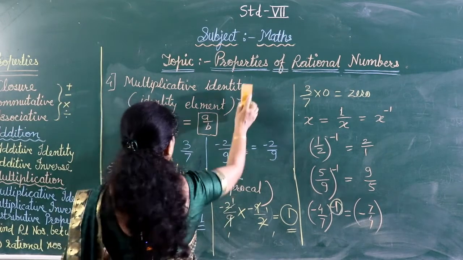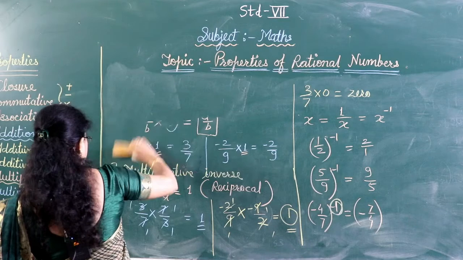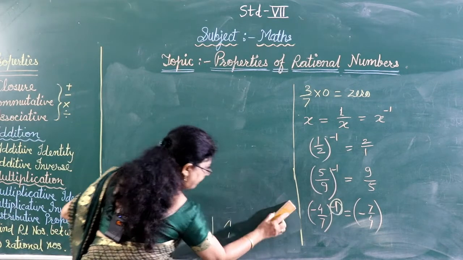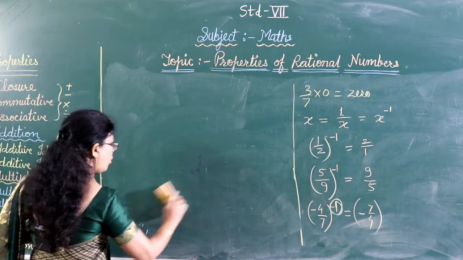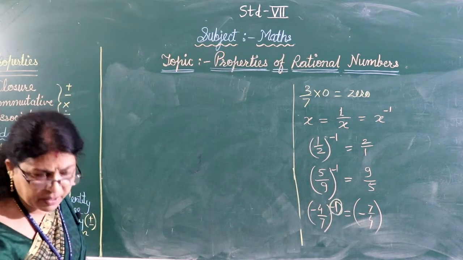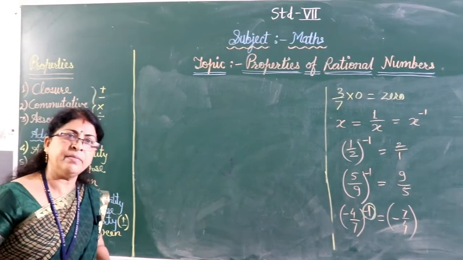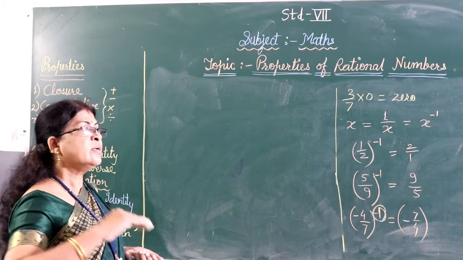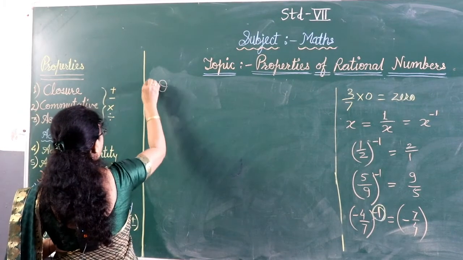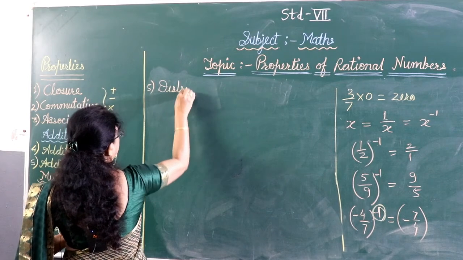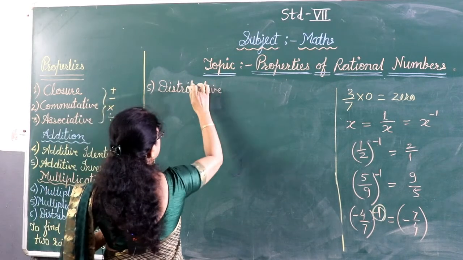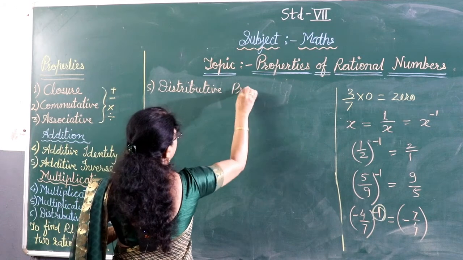Now, the third property of multiplication is the distributive property. Okay, now let us see what the distributive property is. The distributive property we apply for multiplication both over addition and over subtraction, right? Meaning multiplication with addition as well as multiplication with subtraction. So what is the distributive property? That is the fifth property, the distributive property.